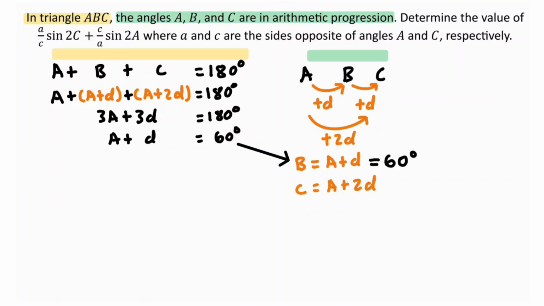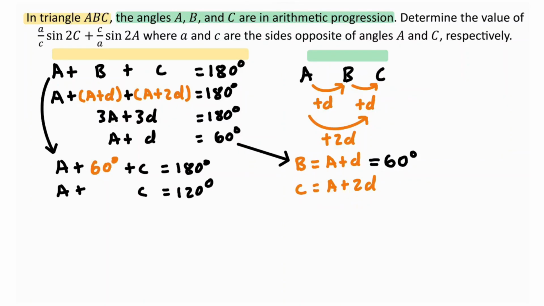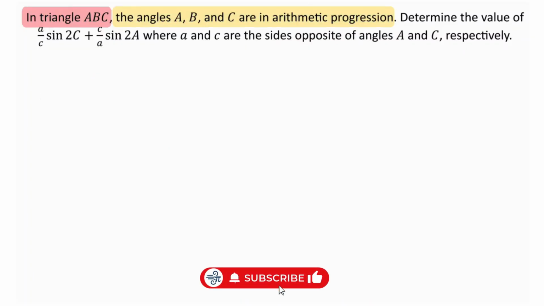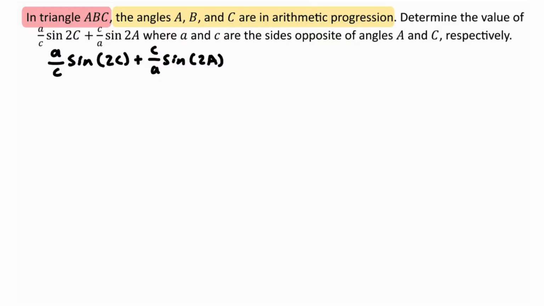Let's substitute back in to A plus B plus C equals 180. And we get A plus 60 degrees plus C equals 180 degrees, meaning A plus C is equal to 120 degrees. This is what we're going to need for evaluating this expression. Now that we got A plus C is equal to 120 degrees, let's now evaluate this expression.